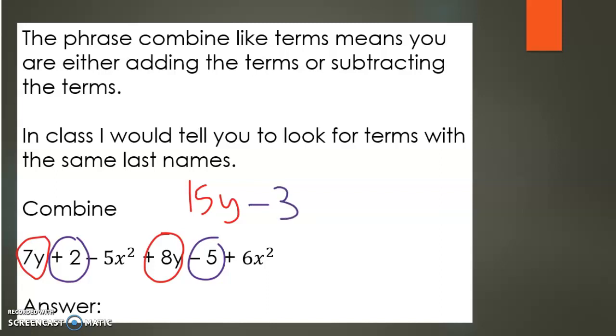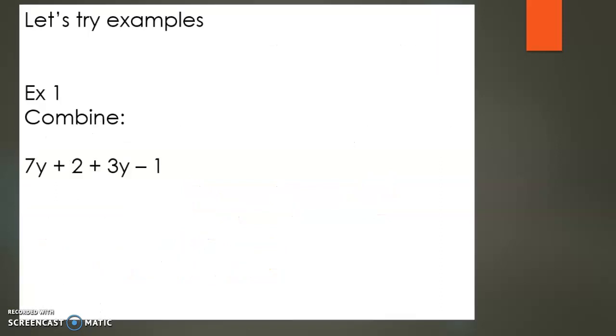And then I go to the minus 5x squared. Make sure you're circling the signs that precede it. Negative 5x squared and 6x squared. That is a negative 5 and a positive 6, which is a positive 1x squared. And you don't have to put the 1. That is your final answer when it is saying combine like terms.